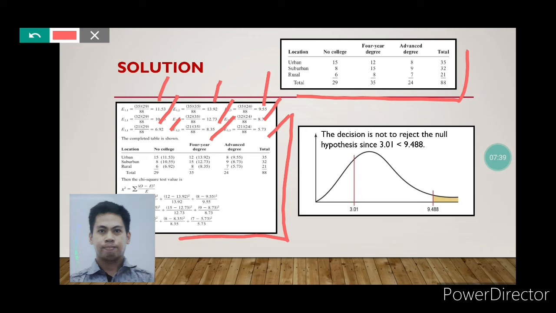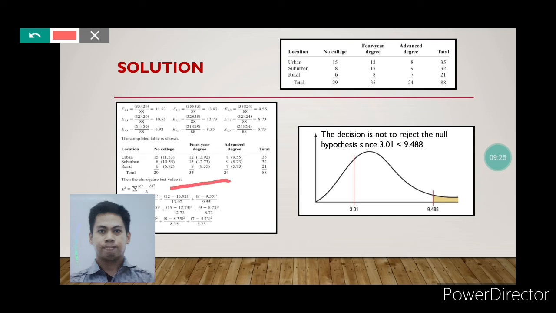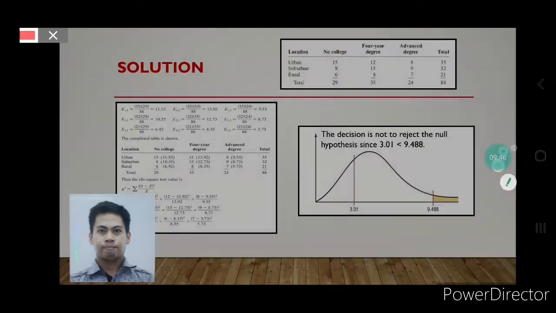Since all the expected values are equal or greater than 5, we can now proceed to step 4. But before moving to step 4, let us first compute the test value using the formula chi-squared is equal to the summation of (O minus E) squared over E. And the test value is then 3.01.